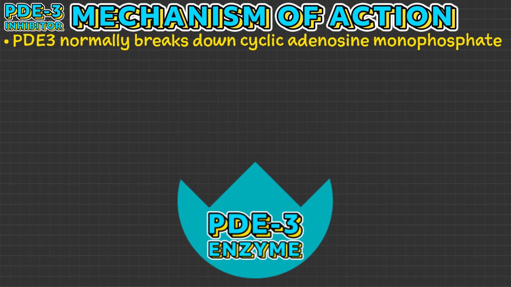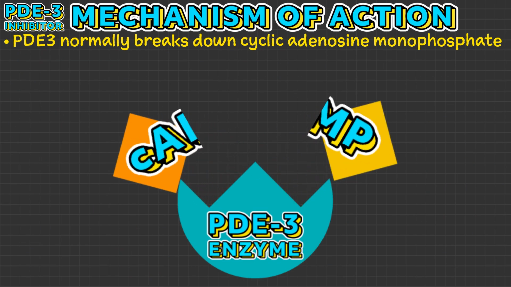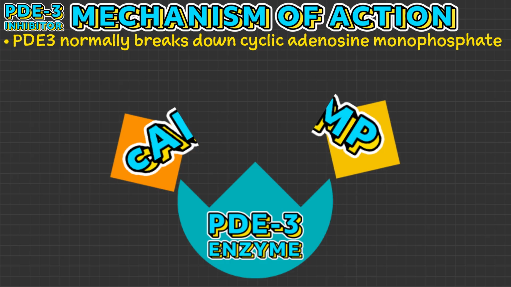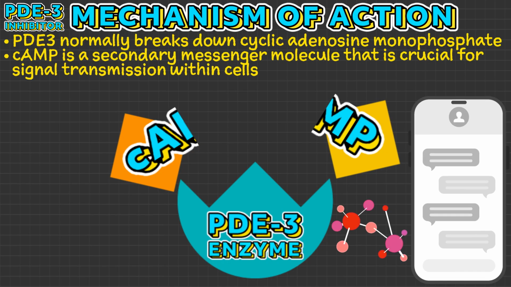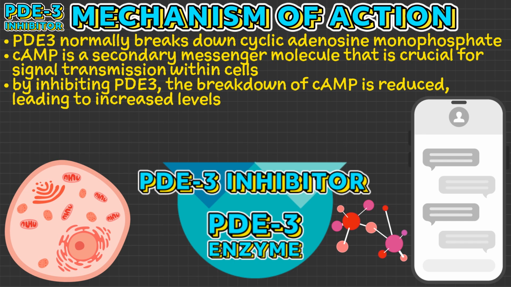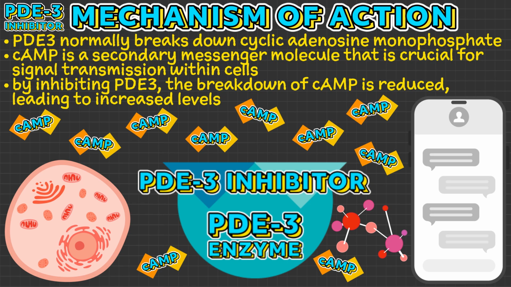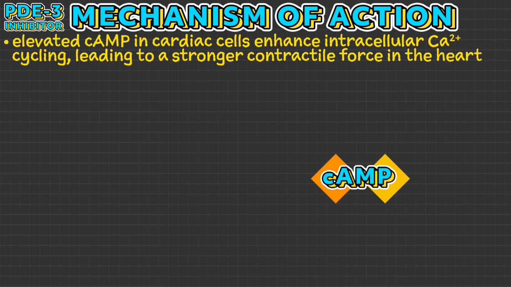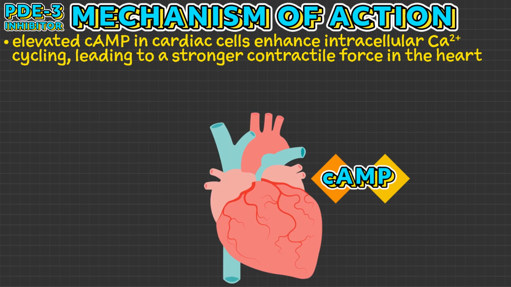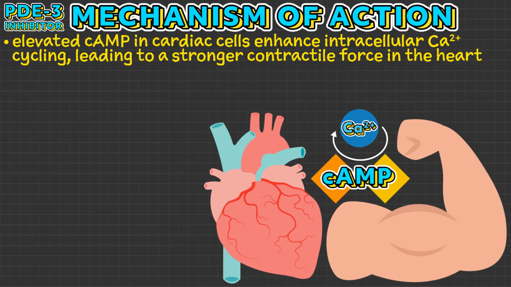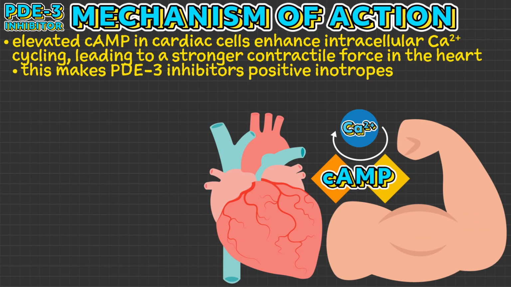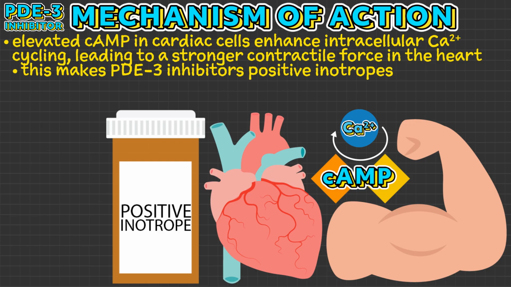PDE3 normally breaks down cyclic adenosine monophosphate, also known as cAMP, a secondary messenger molecule that is crucial for signal transmission within cells. By inhibiting PDE3, the breakdown of cAMP is reduced, leading to increased levels. Elevated levels of cAMP in cardiac cells enhance intracellular calcium cycling, leading to a stronger contractile force in the heart. This makes PDE3 inhibitors positive inotropes.